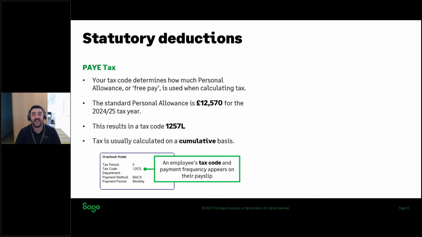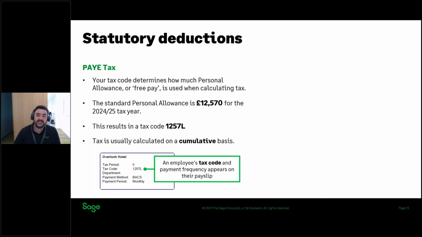So it is your tax code that will determine how much personal allowance, sometimes known as free pay, is used when calculating tax, because there is a portion of your earnings that you don't have to pay tax on, and then tax is due on earnings above that.